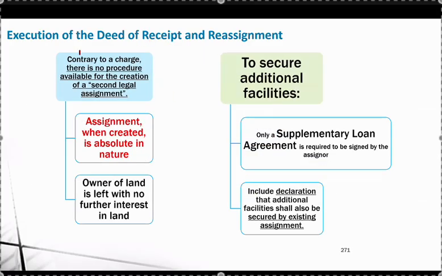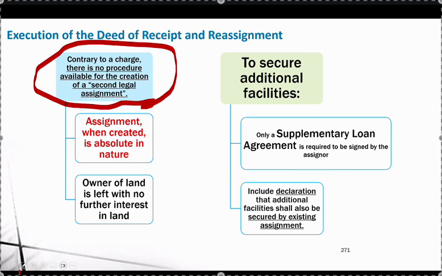Now, in charge, you had second, third, fourth legal charge. This doesn't apply to assignment. There's no such thing as a second legal assignment. Assignment being created is absolute in nature. If you want to secure additional facilities, what you do is you have a supplementary loan agreement and declare that additional facilities shall be secured by the existing assignment.